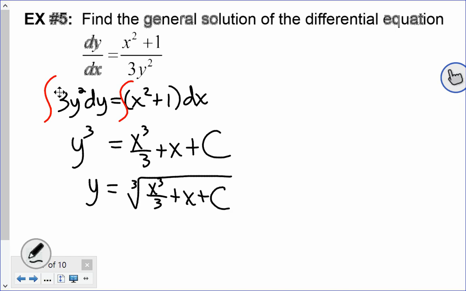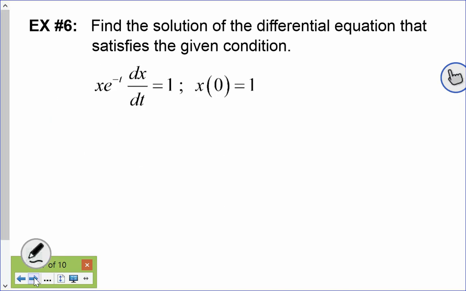All right, so the next examples are going to be particular solutions. So we're not going to just get the general solution. After we get the general solution, then we're going to find that constant, so we don't have that.